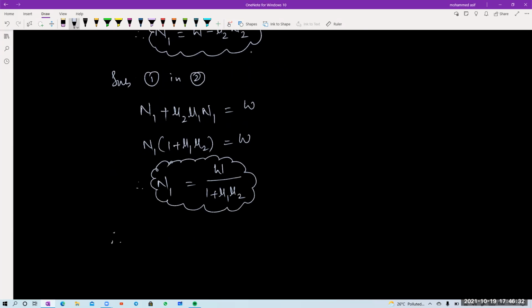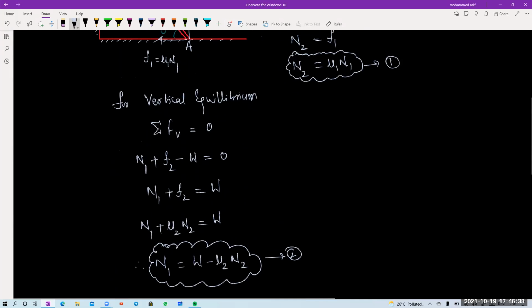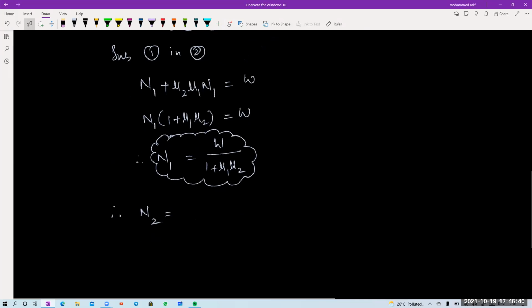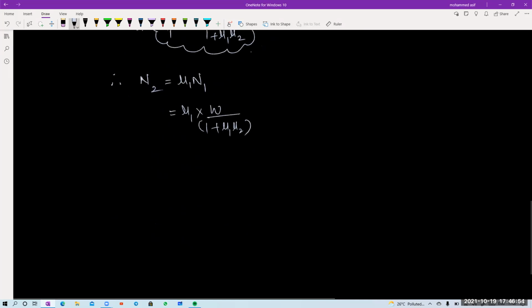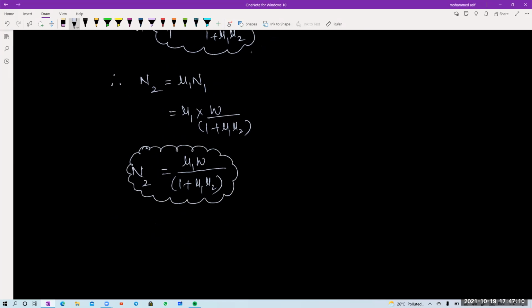Similarly, I can write N2. What is the N2 value? N2 is equal to mu1 into N1. N1 is equal to W divided by 1 plus mu1 into mu2. So ultimately N2 is equal to mu1 into W divided by 1 plus mu1 into mu2. This is the value of N2.